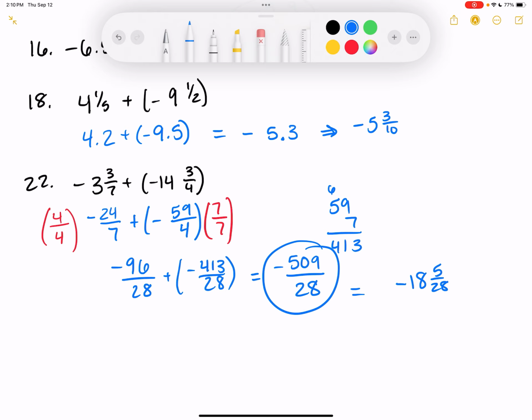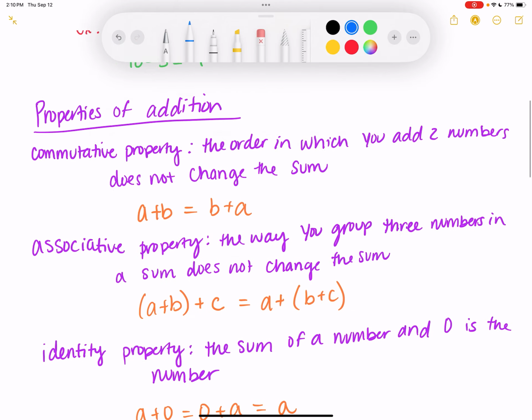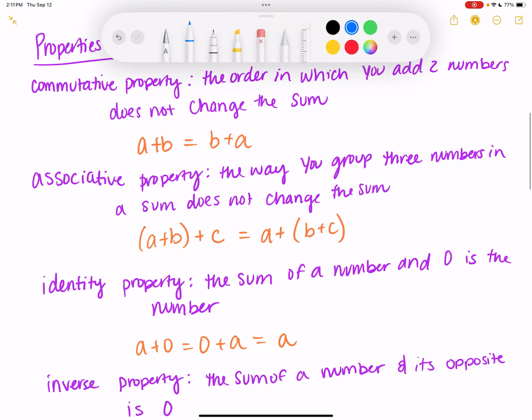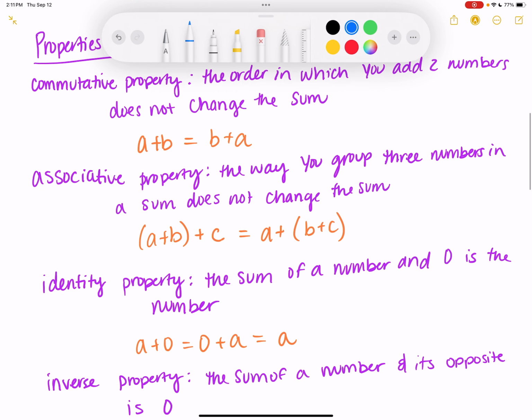All right, identify the property being illustrated. Out of the list of properties that I gave you, we're going to be saying for these different problems which property is being used, and that's all you have to do.